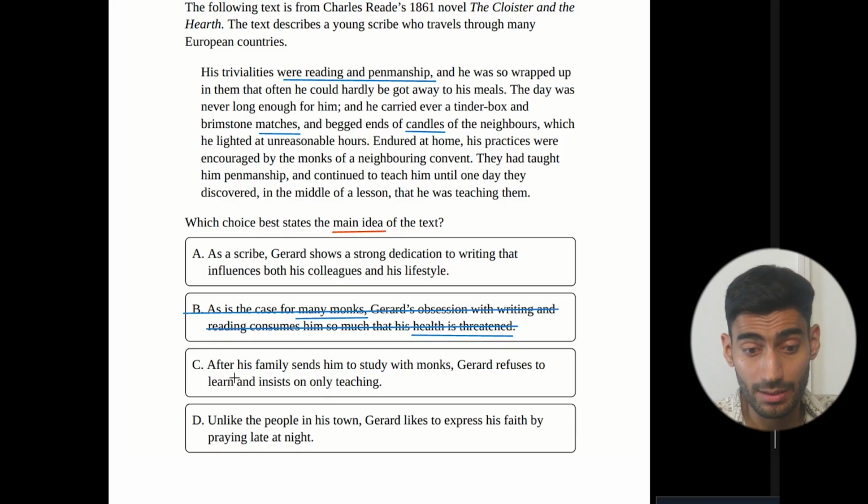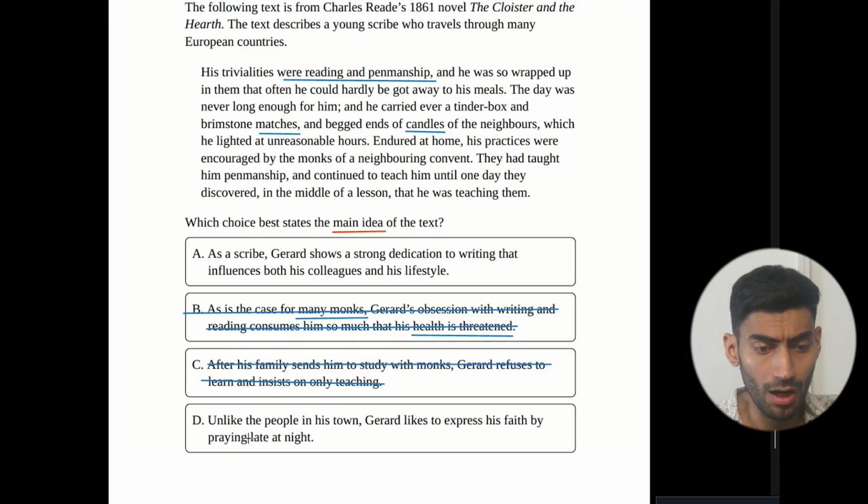After his family sends him to study with monks, Gerard refuses to learn and insists on only teaching. But here we read that they had taught him penmanship. He did learn from them, and then as they were discussing and teaching him, they realized that, oh, he knows a lot. He's even teaching us. So we didn't talk about his family. We didn't talk about him refusing to learn. We didn't talk about any of these things. Part C is clearly wrong.